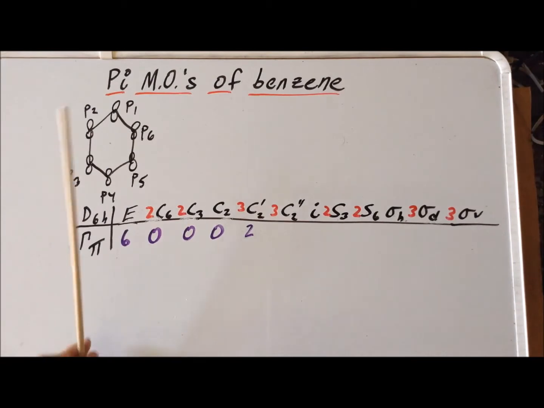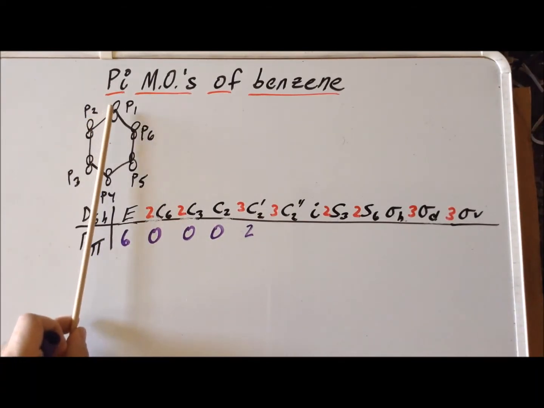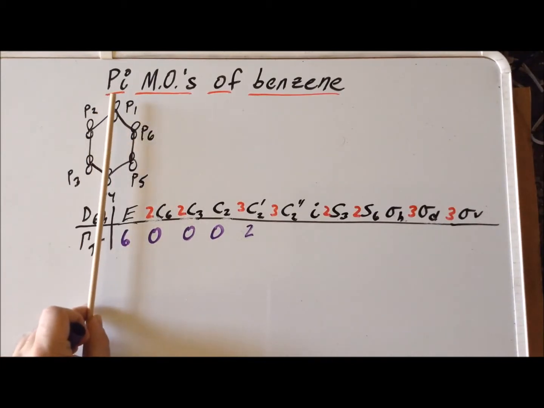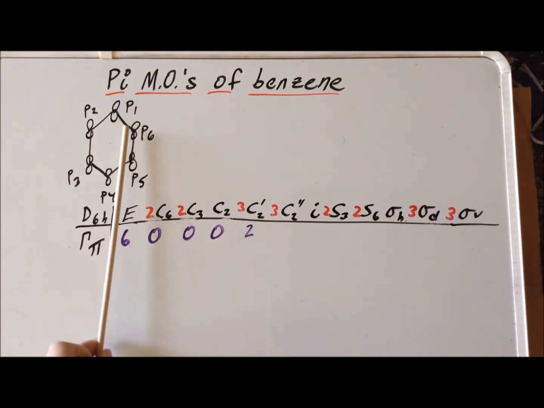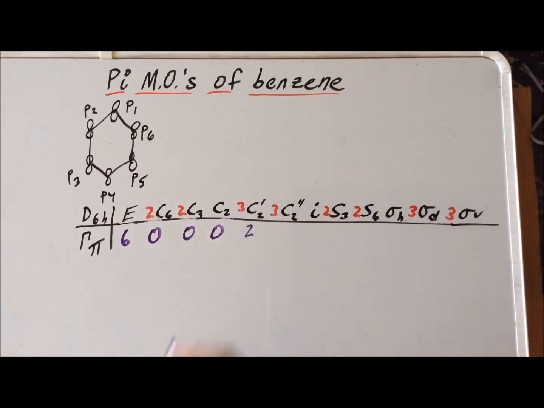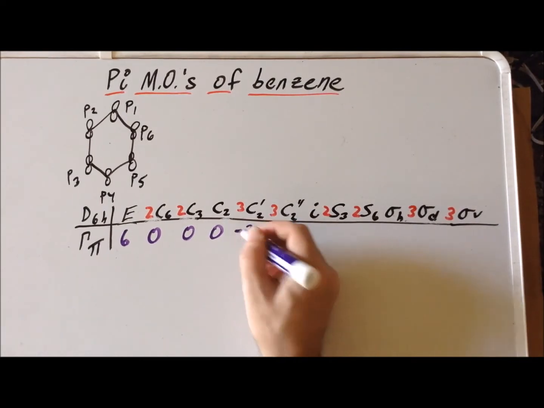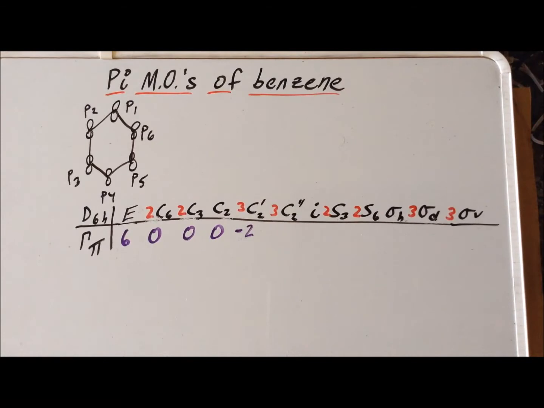But we notice that the p orbitals have phase. One half of the orbital is positive phase, one half is negative phase. And if we do this particular C2 operation, when we turn p1 to minus p1, we've changed the phase. And we do the same thing for p4. So to account for the fact that these two orbitals have changed phase, even if they haven't changed their physical location, we have a character of minus 2.